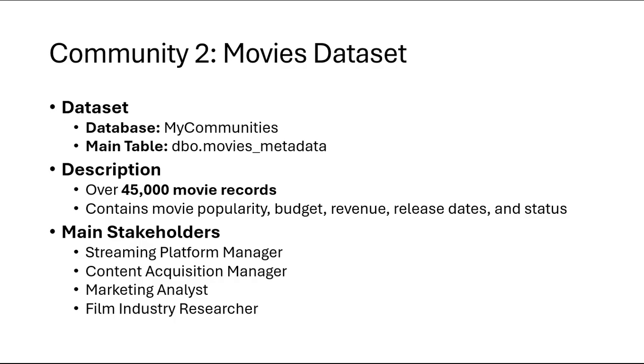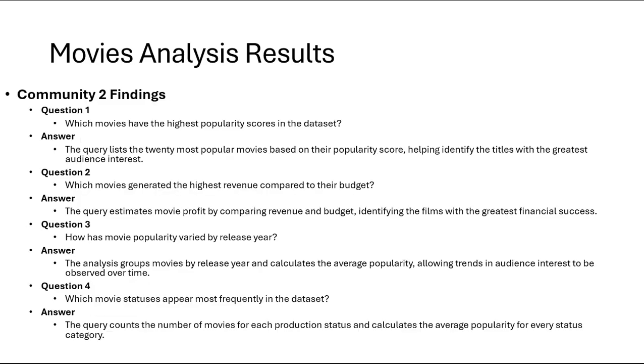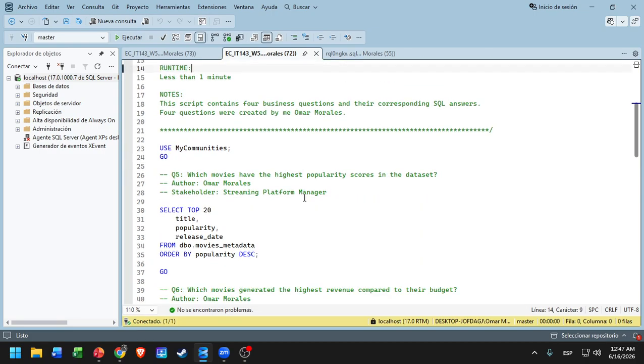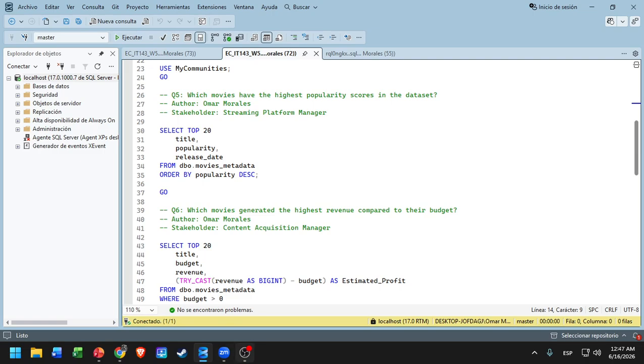Now I demonstrate my queries. This is my questions. The fifth question: which movie has the highest popularity score in the database? This query uses top 20 together with order by to display the movies with the highest popularity score. The result allows stakeholders to quickly identify the most popular movie.